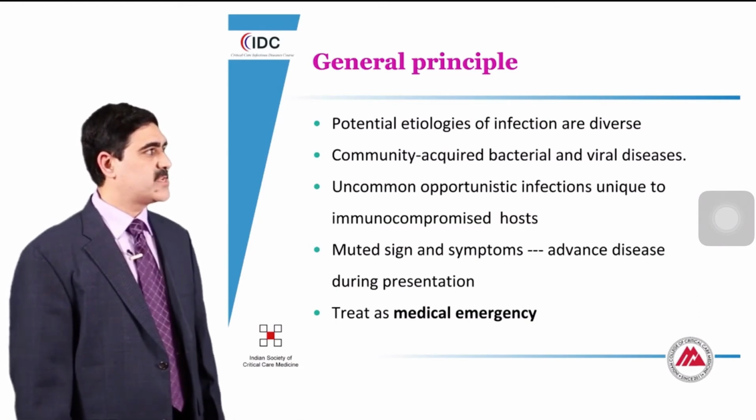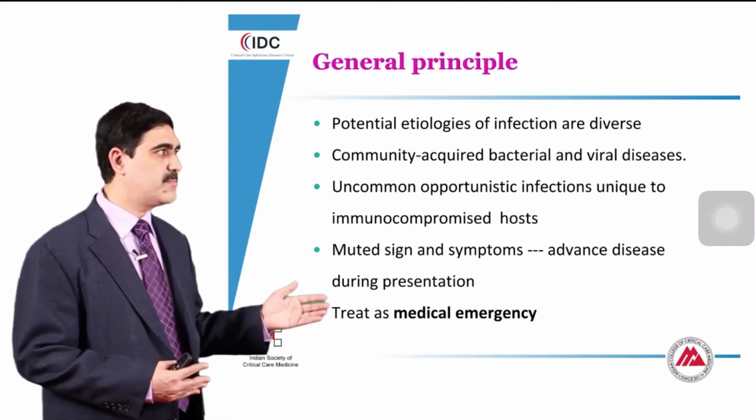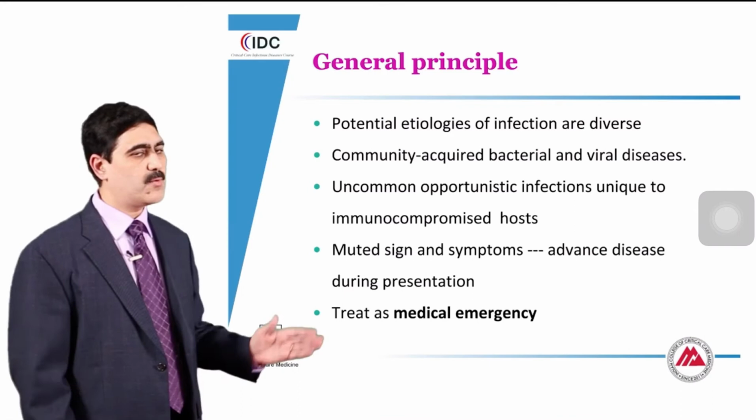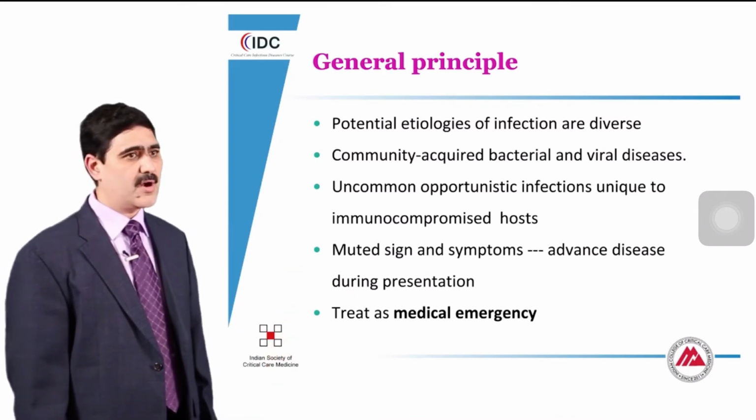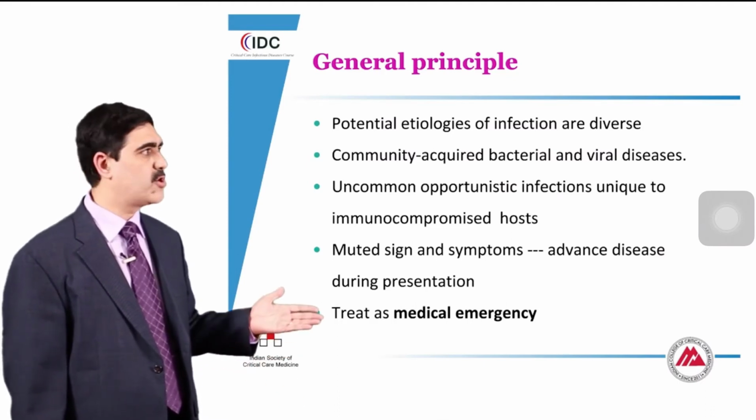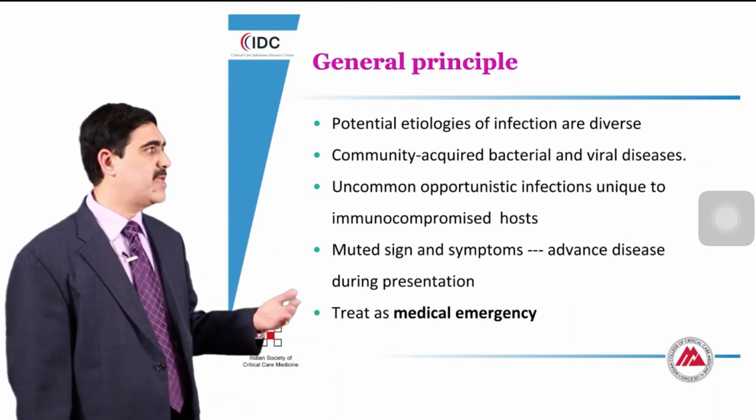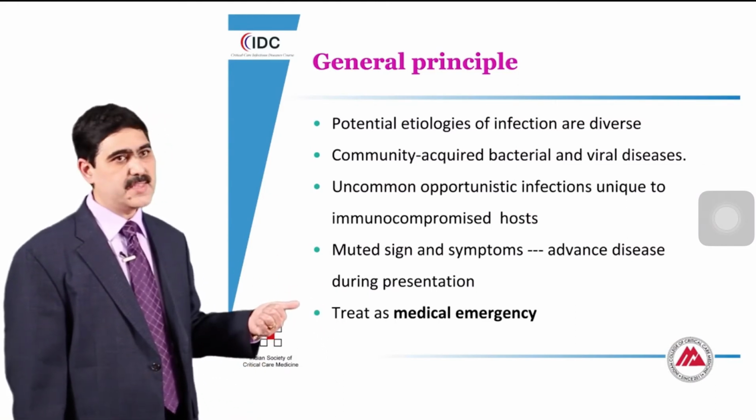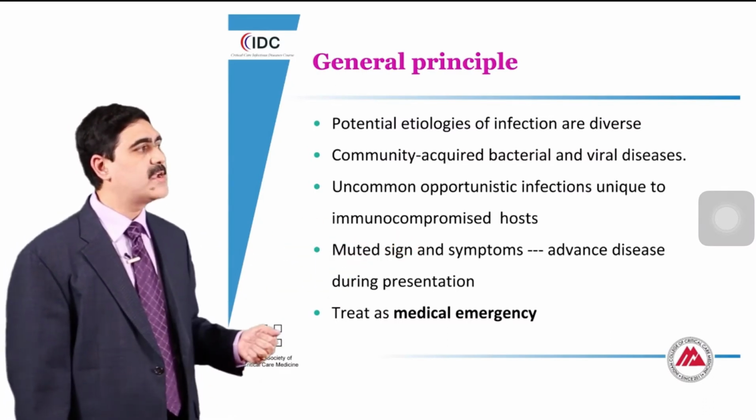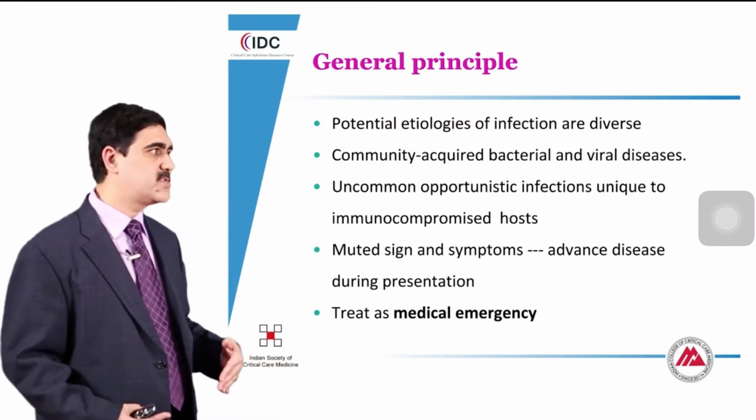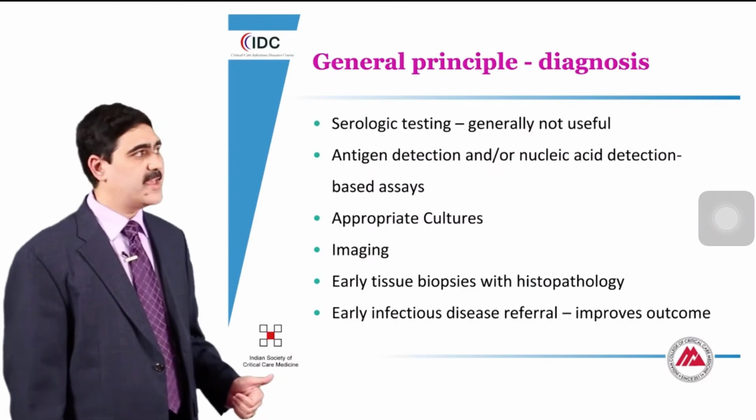Uncommon opportunistic infections that are unique to immunocompromised hosts, and again as I said, depending on which immunity is most affected, you may want to look at what bacteria or virus or fungus they are likely to develop. Remember that a lot of the times signs and symptoms may be blunted or muted, and by the time these patients present, the disease or infection may be more advanced, and therefore we need to treat these patients, immunocompromised patients with infections, like a medical emergency, and we have to order investigations appropriately and be much more aggressive in managing them. We mentioned earlier about serological testing.